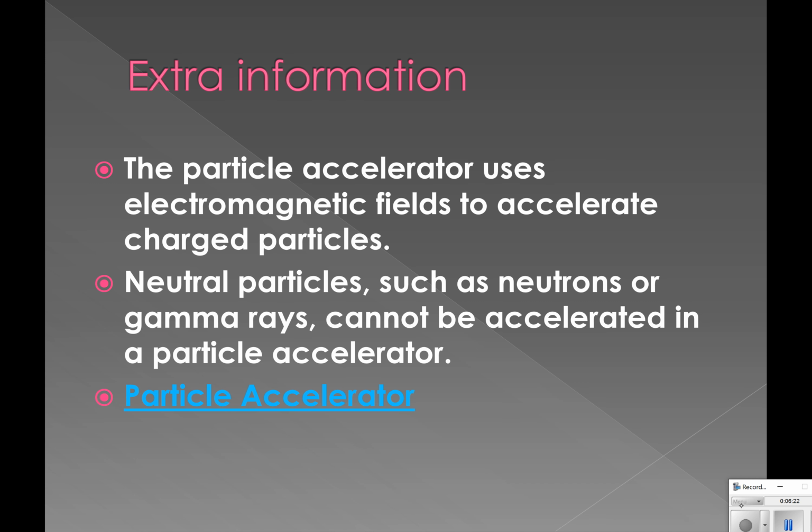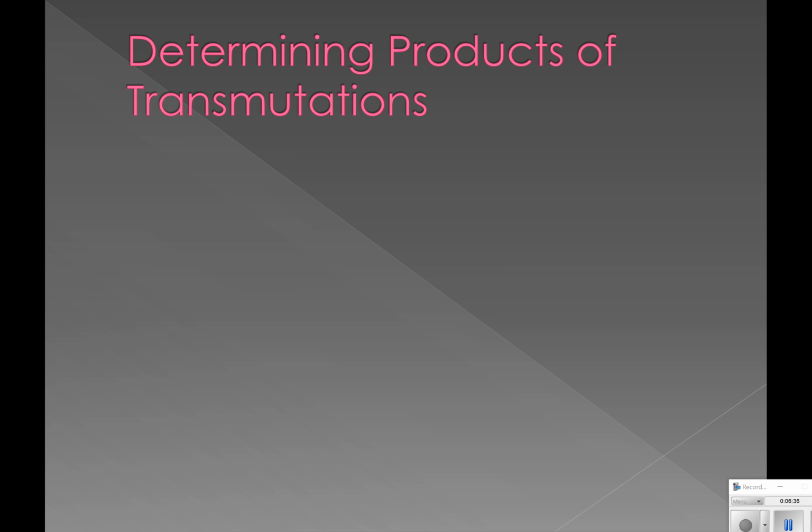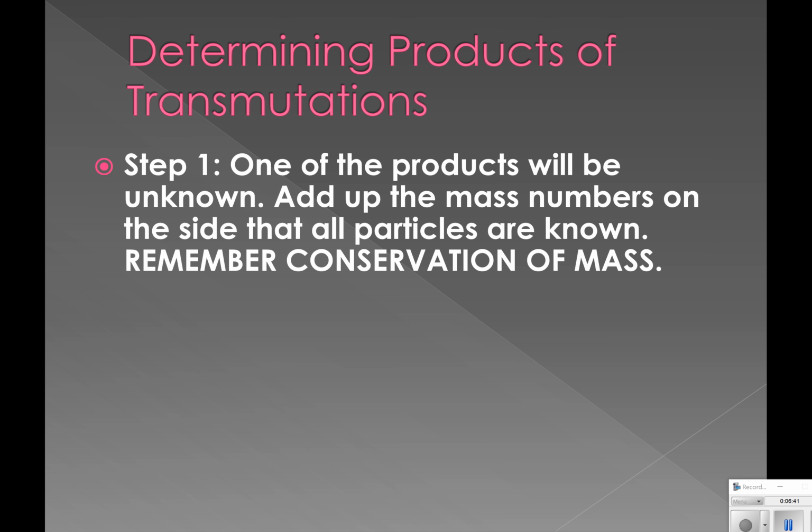Now, with this idea in mind behind how particle accelerators work, we're going to take a look at how we can apply this to some different nuclear equations so we can determine reactants and products of these different artificial reactions. And there's a process that we're going to follow to do this. First step, one of the products is going to be unknown. So we're going to complete these like we've done some of our other missing step equations in our reactions previously this year, and try and determine what one of those missing products is going to be.